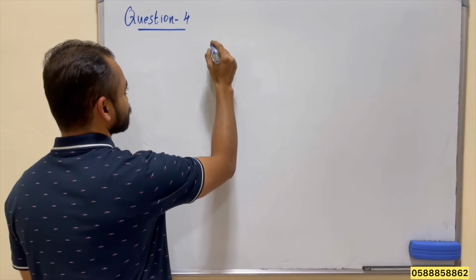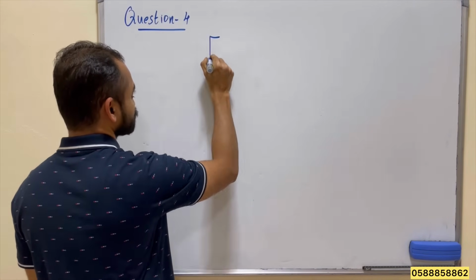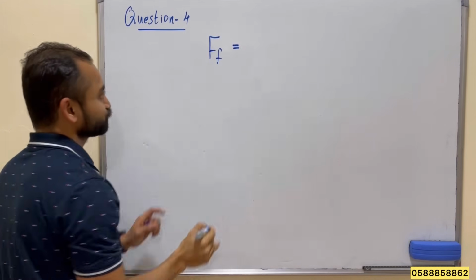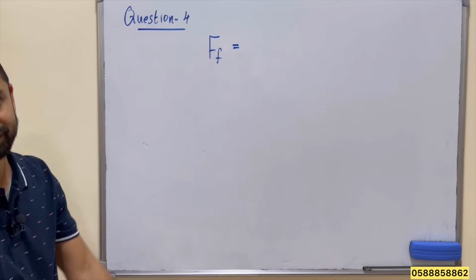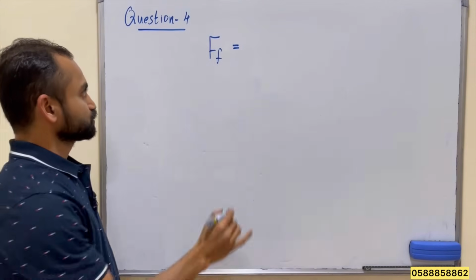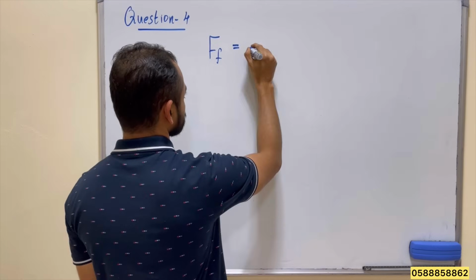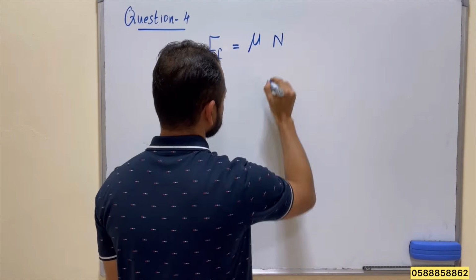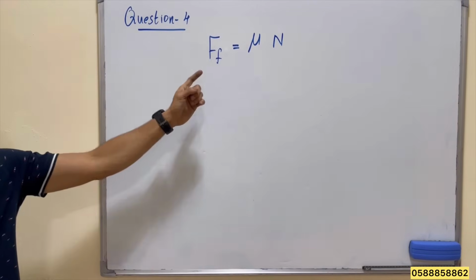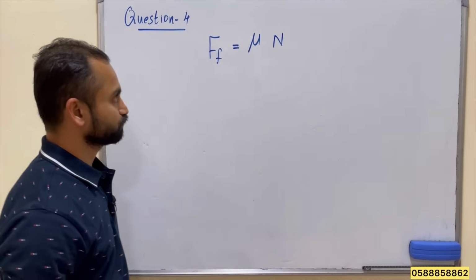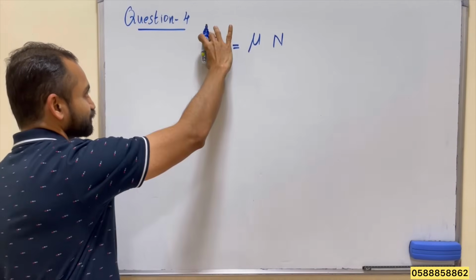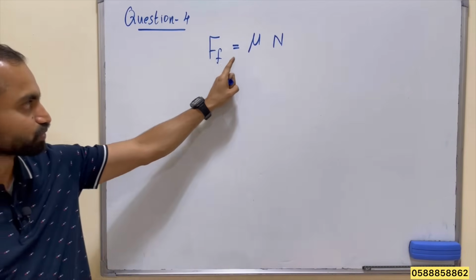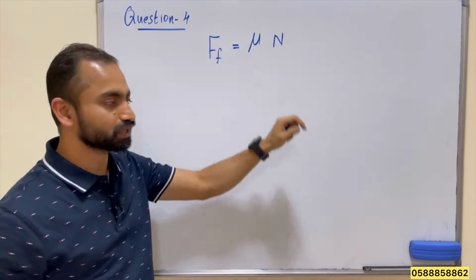So the first equation to calculate friction, the frictional force, we will represent like this: force of friction, F_F. The first equation is: frictional force is equal to coefficient of friction multiplied by normal force. N is the normal force and mu is the coefficient of friction.